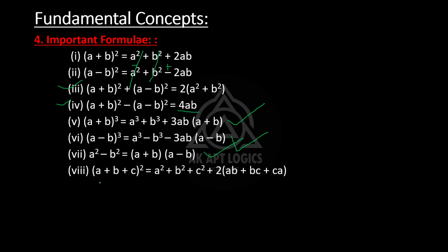Next, (a plus b plus c) whole square is equal to a square plus b square plus c square plus 2 of (ab plus bc plus ca). How to memorize this formula? It is (a plus b plus c) whole square, right? First, you individually square each and every term, which is a, b, c, and add them. And then you multiply two items at a time: ab, bc, and ca.